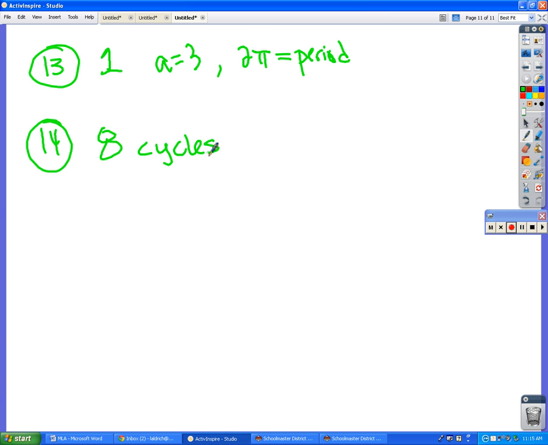You might put 7 because it looks like that last one doesn't finish, so that's a bad job of the author of the test. That arrow should go all the way up to the x-axis technically. What's the period? The amplitude is 4. Since it completes 8 cycles in the interval from 0 to 2 pi, the period is 2 pi over 8, and that reduces to pi over 4.